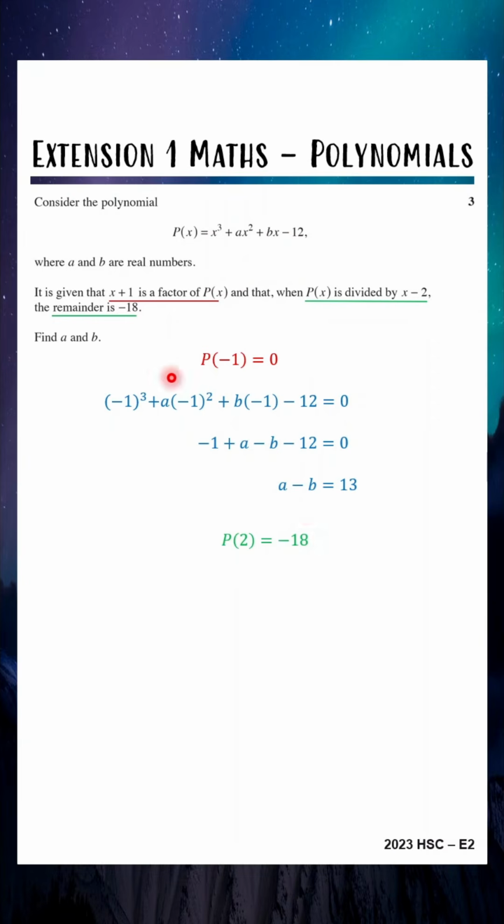Now for our second fact, again using our remainder theorem, when I substitute 2 into the polynomial, the answer should be equal to the remainder, which is minus 18. So substituting 2 looks like this. We're going to get 8 at the front, we'll get 4a here, we'll get 2b here, and still minus 12, and the right hand side is negative 18.